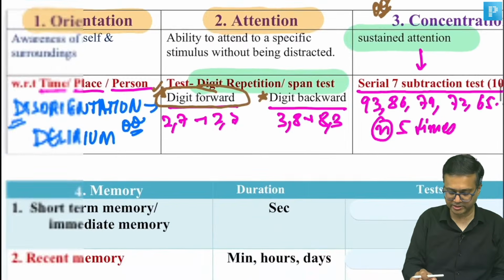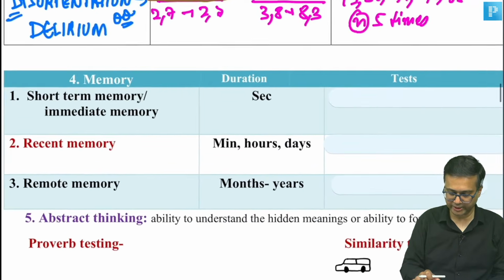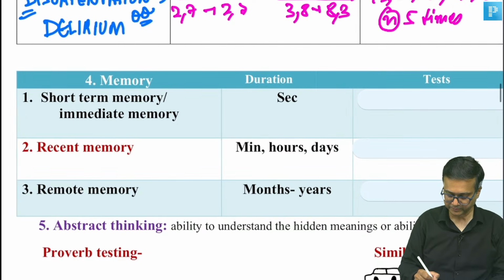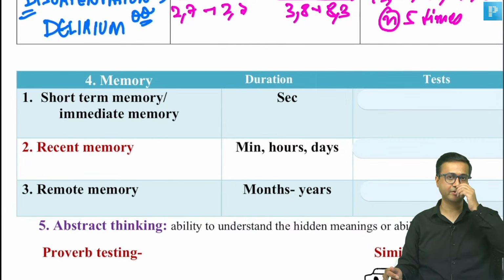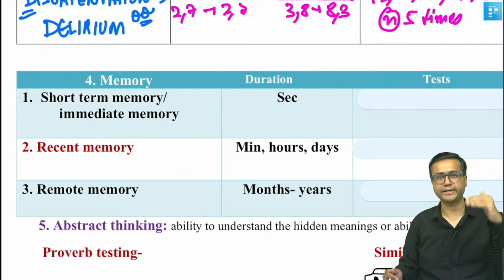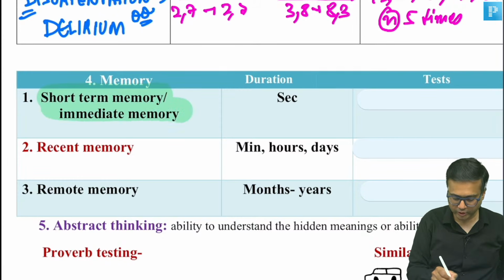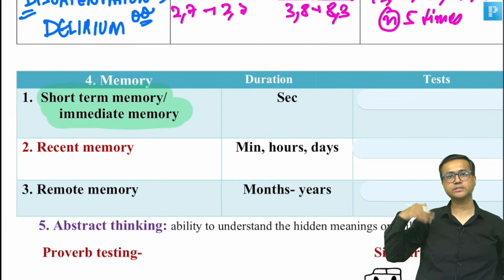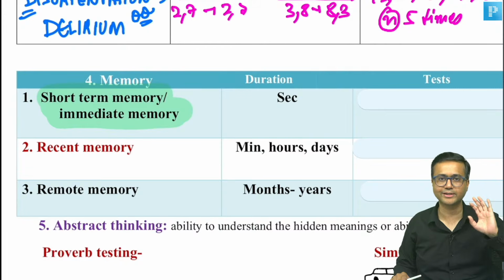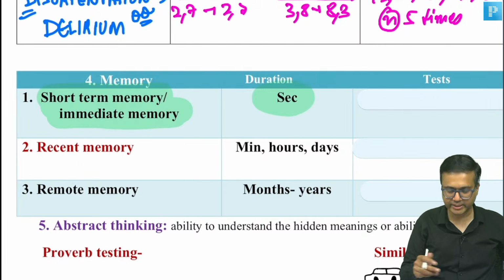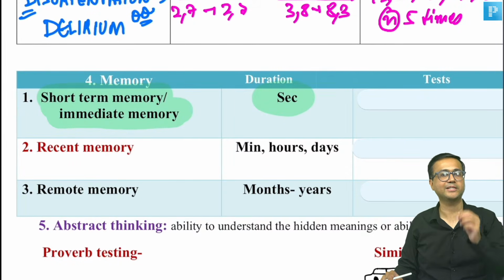Please remember this. Let's discuss one more important heading, beta, that is memory. See, memory we have divided on the basis of duration into 3 categories. One is short term or immediate memory. What was the topic we were discussing before memory? You will say, sir, concentration. So you remember what happened a few seconds back. That means your immediate memory is intact.